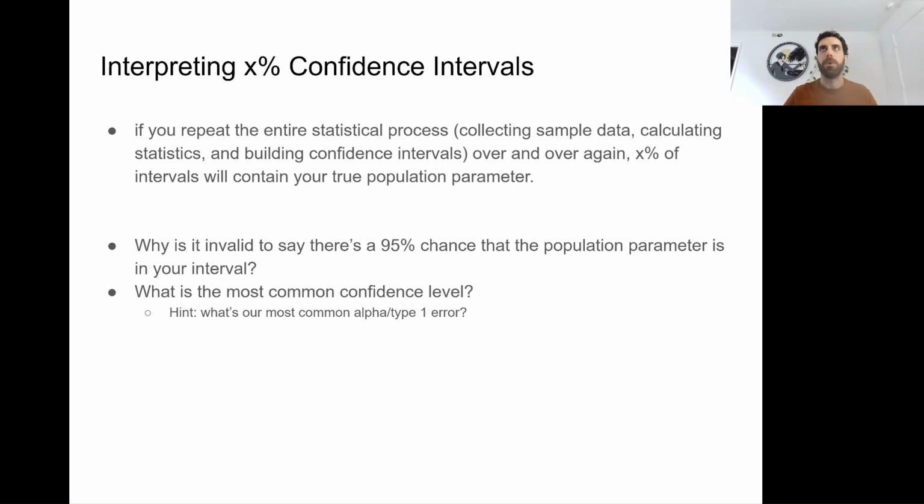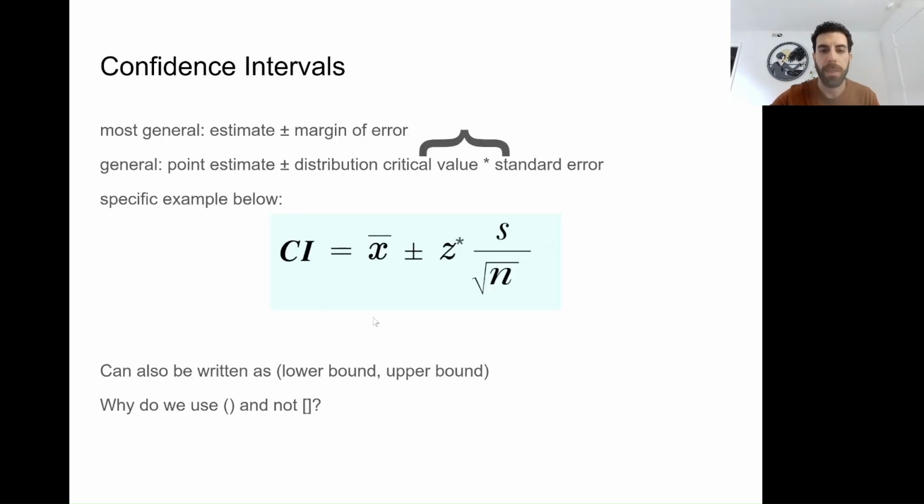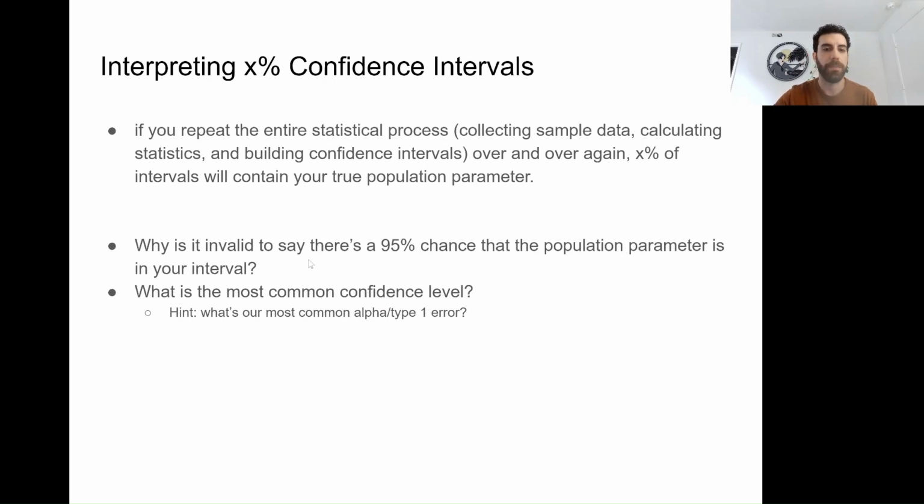So as I mentioned before, the idea that we're 95% sure that the true population parameter lies within this interval, it's not wrong to say that, but it is a little bit silly because it can lead to interpretations that are more silly. For example, you'll often hear people say things like, there's a 95% chance that the population parameter is in your interval. That doesn't really make sense though, right? The population parameter is either in your interval or it isn't.